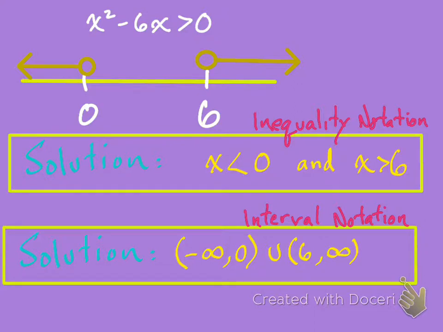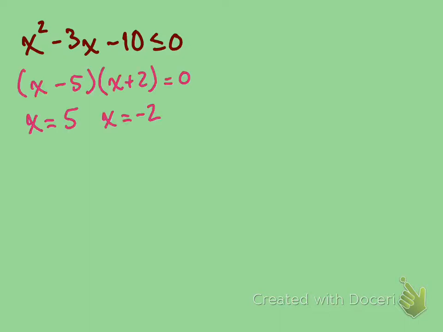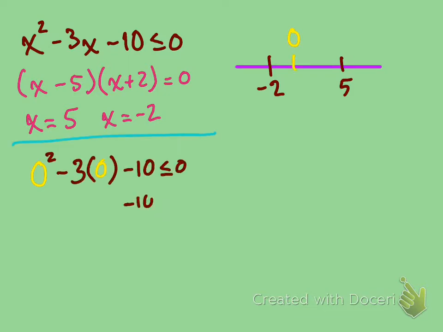Let's try another one. So here's another inequality, a quadratic inequality, x squared minus 3x minus 10 less than or equal to 0. Okay, so let's go ahead and solve it as if it was an equation. And quickly, this also factors nicely. So we get x equals 5 and x equals -2. Put those two numbers on a simple number line. And now we'll test a number in between. This is nice because we can use 0. 0 is a really easy number to test in an equation.